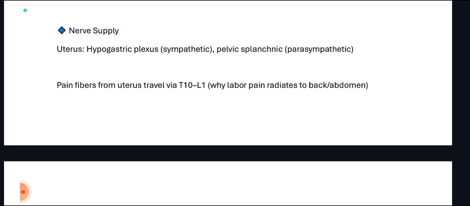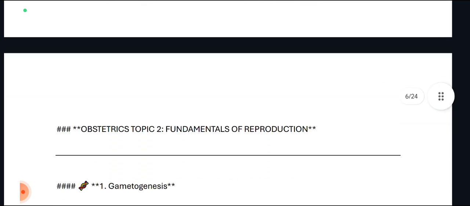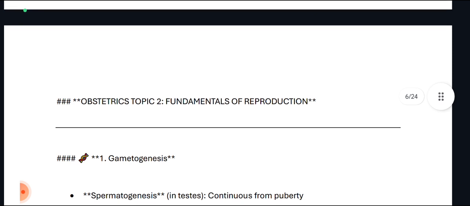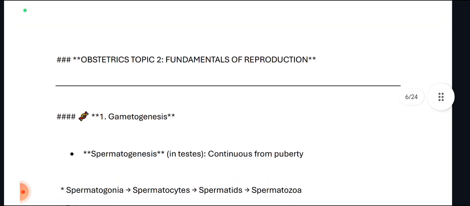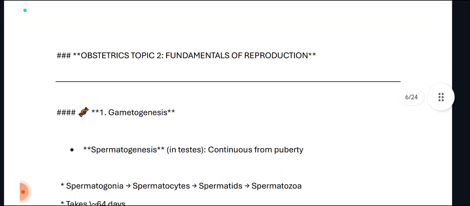When we see the true labor and the false labor pain, we say that the false labor pain is localized to an area, while the true labor pain radiates from the anterior side to the posterior side, or comes from the back to the front. Either way, it is the true labor pain. Okay, so this completes our first important topic, which was about the female reproductive tract.